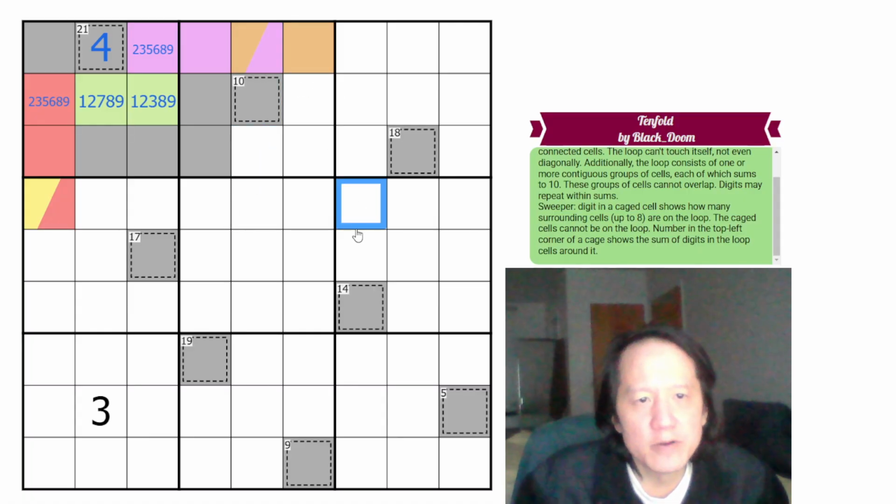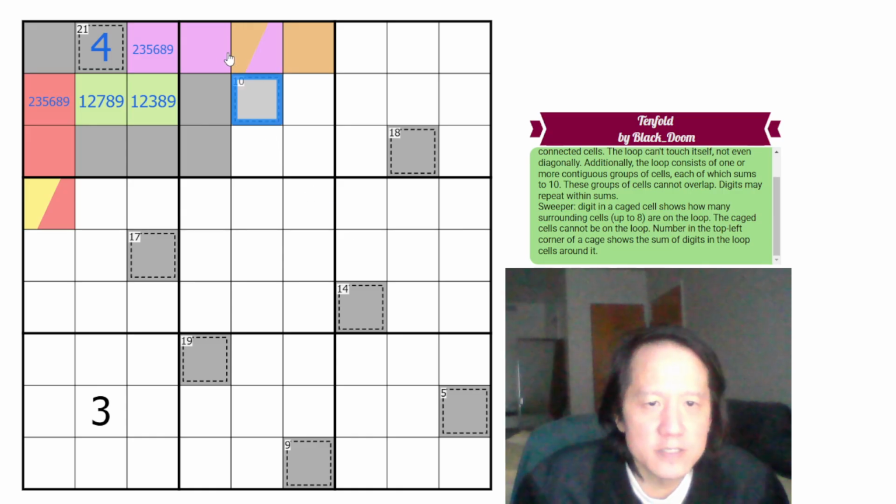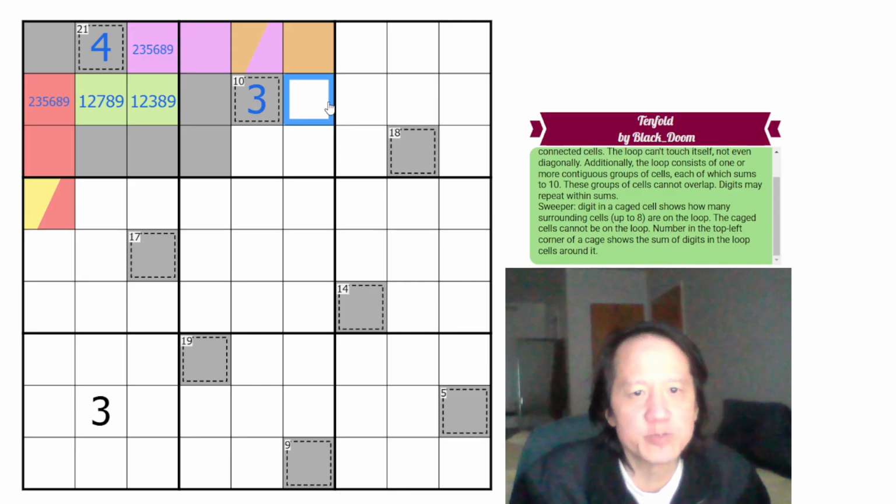This could go down here. This sees either 3 or 4. If it's 4, that means it would have to go down here, and then this would be 1, 2, 3, and 4. But that's not allowed because this would be 4. So therefore, this must see 3 specifically. So it cannot go here. So none of these are part of the loop.